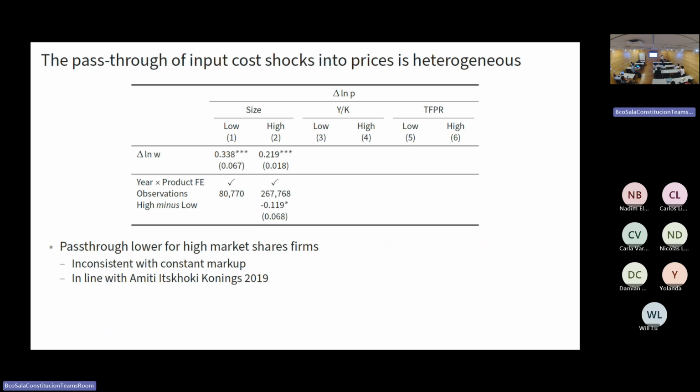So let me tell you, now that we're not done, why it is important to take this into account. The first two columns are our exercise of replicating the differential pass-throughs of prices after input shocks across the firm size distribution. This is very similar to what you find in the Amiti-Itskhoki-Konings paper that Baqaee, Farhi and Ghani use in order to inform the shape of their demand curve. And what you find is that larger firms have lower pass-throughs.